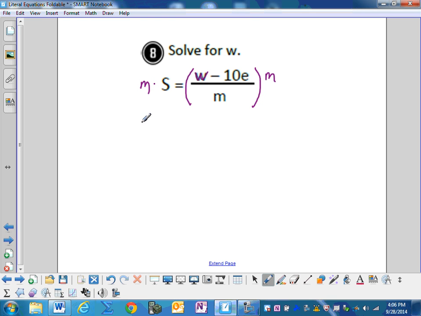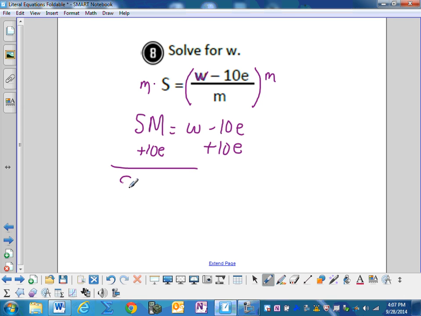And so I have SM or MS is equal to W minus 10E. Add 10E to both sides. SM plus 10E equals W. And that's how you solve literal equations.